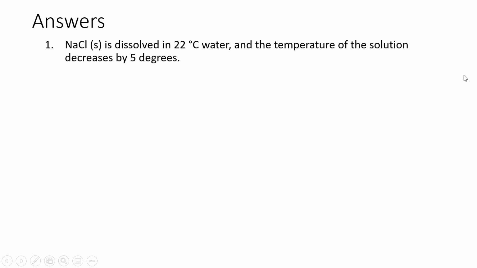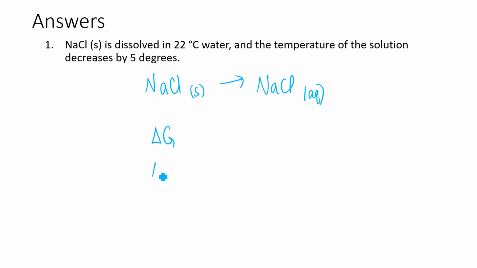Okay, so this first one, we are looking at the process of dissolving salt in water. So I'm turning solid salt into aqueous salt. And I want to know the sign of delta G, delta H, and delta S here. When you're trying to figure out the sign of delta G, you should just ask yourself, did it happen? If the process occurred spontaneously, then the delta G must have been negative, period. Because anything that's thermodynamically favorable, that's spontaneous, has a negative delta G value.